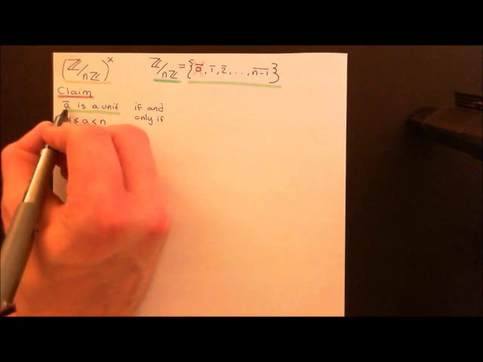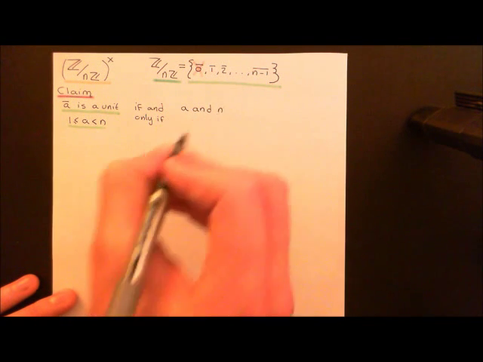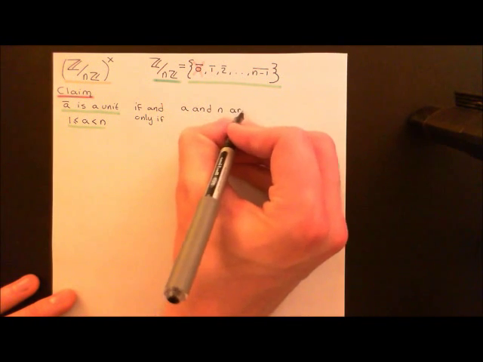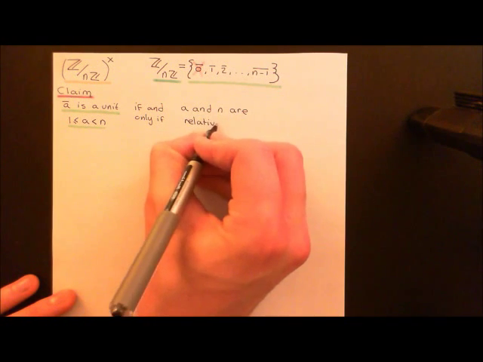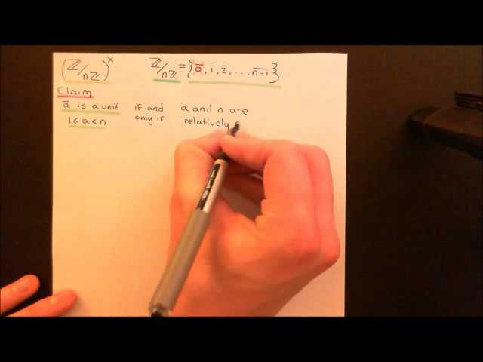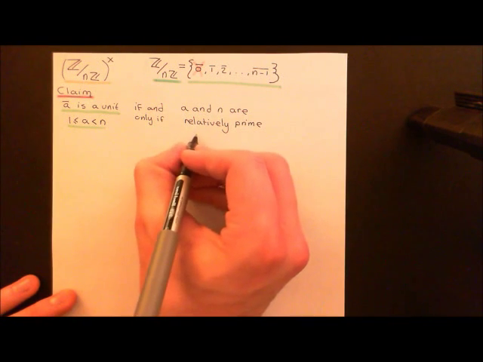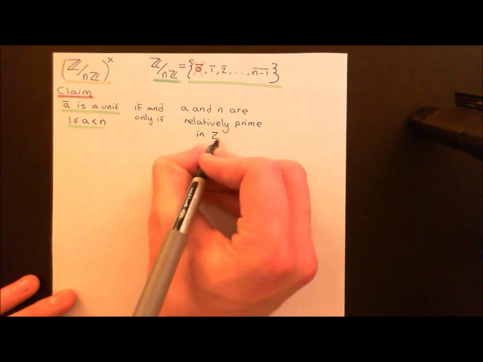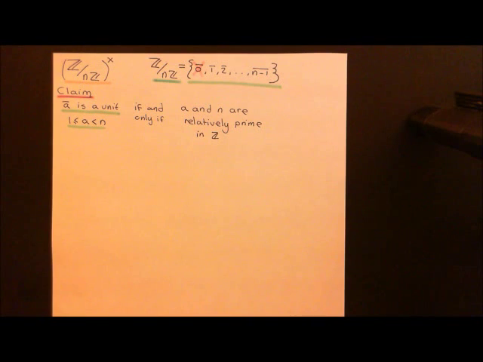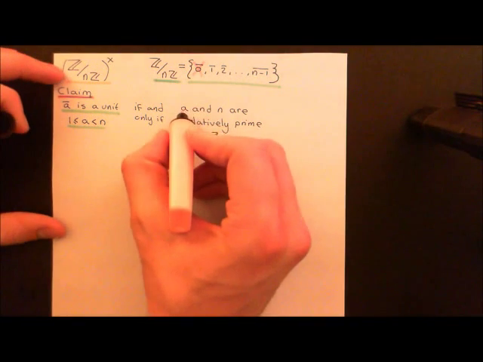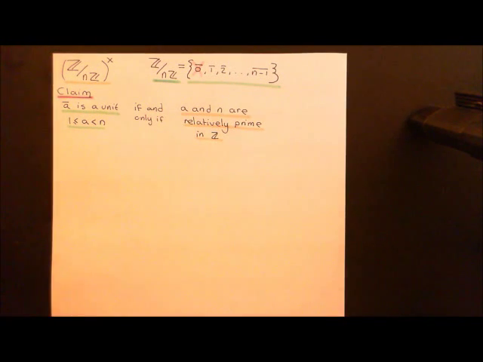That this representative a and n are relatively prime. So a and n are relatively prime, and I will explain what is meant by relatively prime if you're a little loose with what that term means. So a and n are relatively prime in the ring of integers. So a and n are both going to be elements of the integers, and they're going to be relatively prime in the integers. So these two statements are exactly equivalent to one another is what I'm claiming.